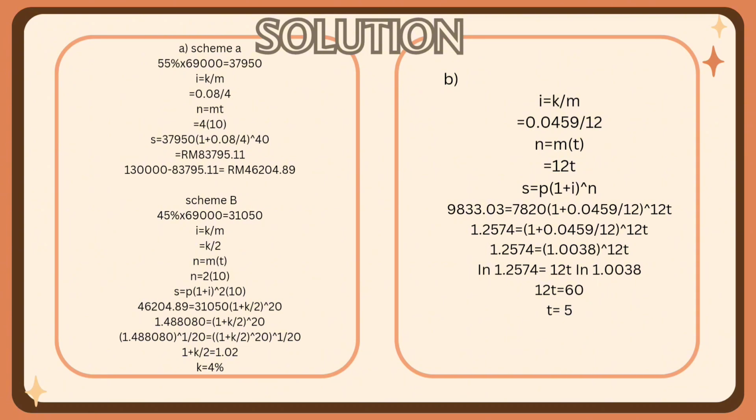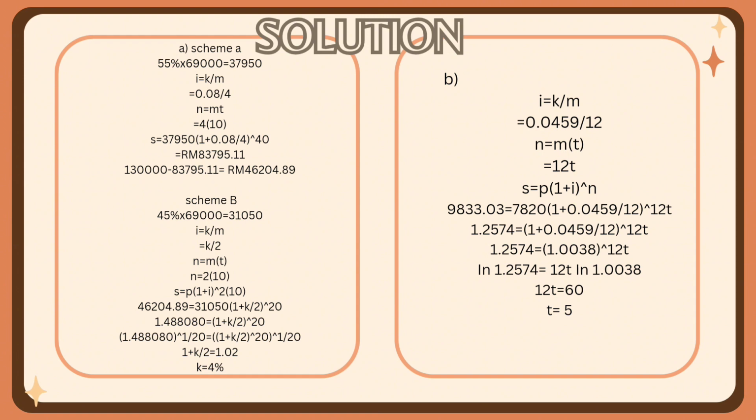Solution 2A. For scheme A, 55% times 69,000 equals 37,950. So i equals 0.08 over 4 and n is 4 times 10. So we need to find the maturity value. S equals 37,950(1 + 0.08/4)^40. So we get RM83,795.11. For scheme B, 45% times 69,000 equals 31,050. So i equals k over 2 and n equals 2 times 10. So we need to find the maturity value.